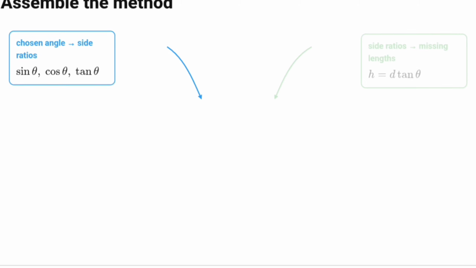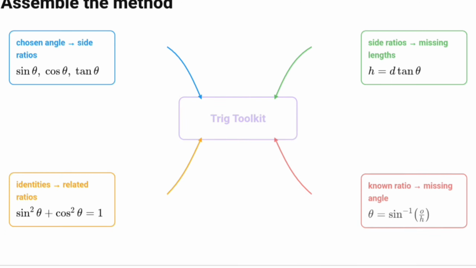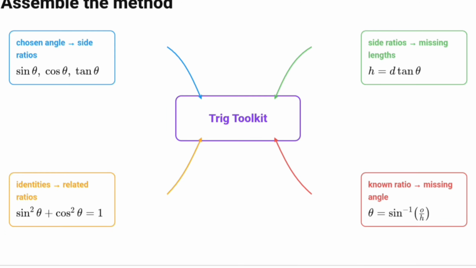With ratios, applications, identities, and inverse functions connected, right triangle trigonometry becomes a complete toolkit. A problem can move from a chosen angle to side ratios, from side ratios to missing lengths, from geometric identities to related ratios, or from a known ratio back to a missing angle.